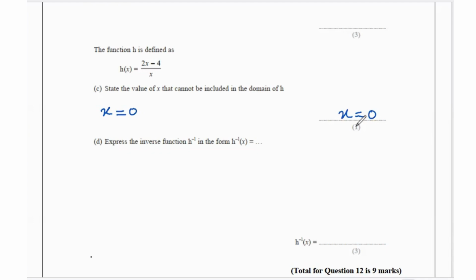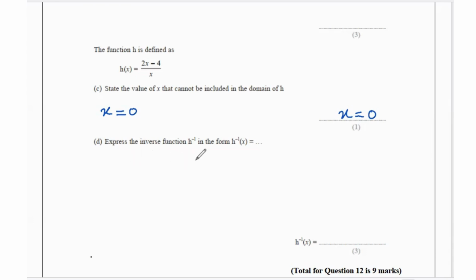So keeping that logic in mind, we put the denominator equal to 0 for the function and then find the value of x. And at that exact value of x, your function cannot exist or it cannot be determined. So that's the logic behind that.